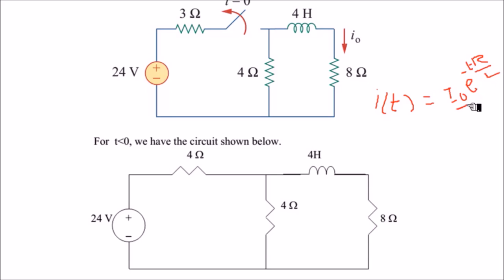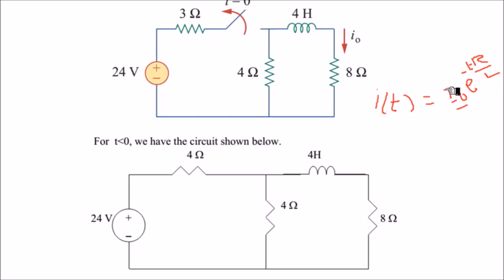So we need to find the values of the constants I naught, R and L in the given circuit. So what is I naught? I naught is the initial current, or the current flowing through the inductor when the circuit is changing from forced response to source-free response. And R is the equivalent resistance in the network, and L is the equivalent inductance in the network. So let's find the value of I naught.